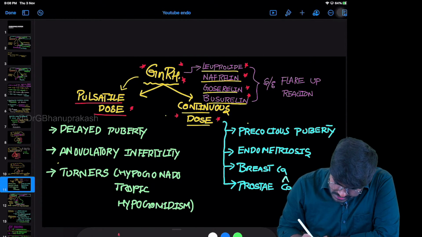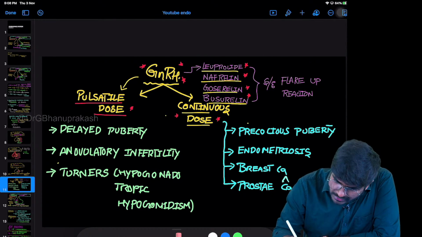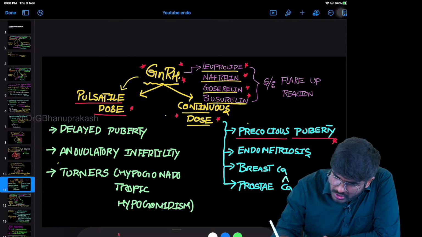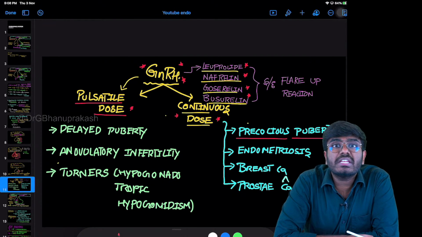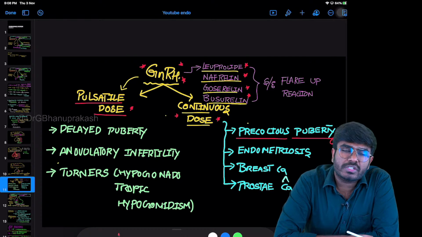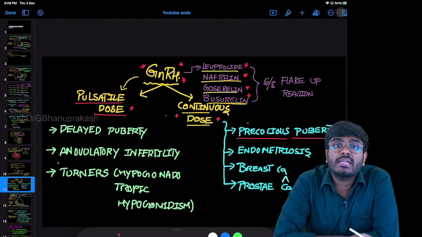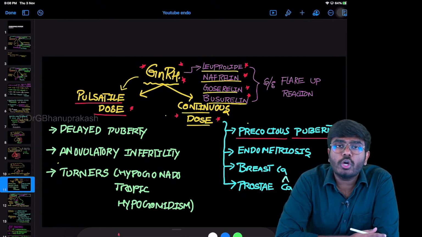Now see, in which conditions are we going to use this? Sir, whenever a female is suffering with precocious puberty, what does it mean? By just 8 years, she is starting her menstruation. Just by 7 years, she is starting her breast development. Is that good for that female? That female is not ready for menstruation. Her body does not support menstruation. So as a good doctor, what should you do?